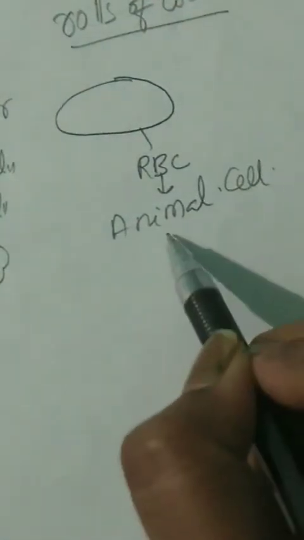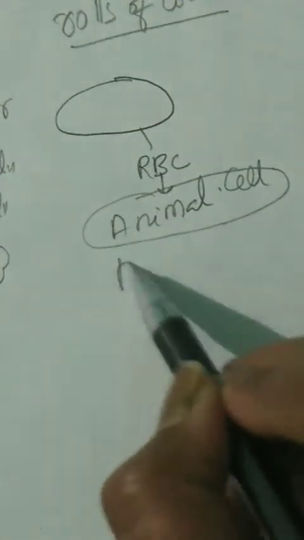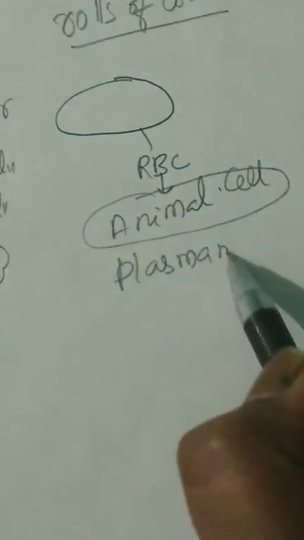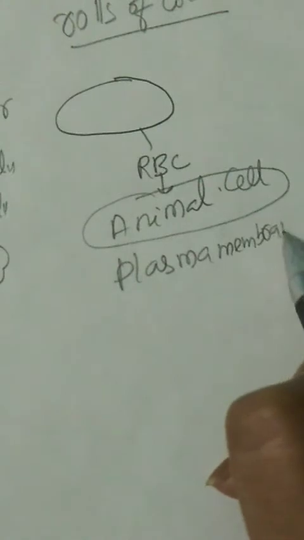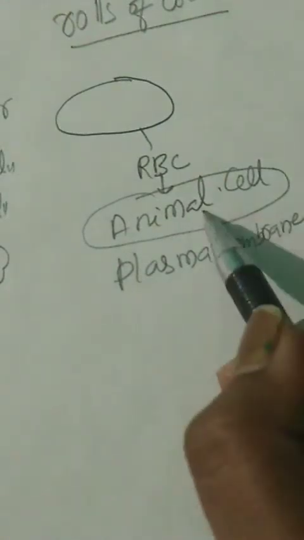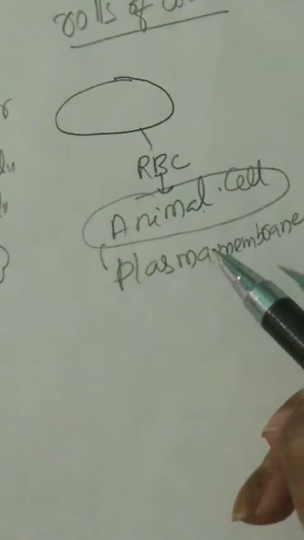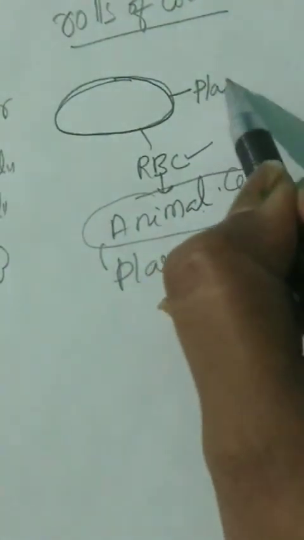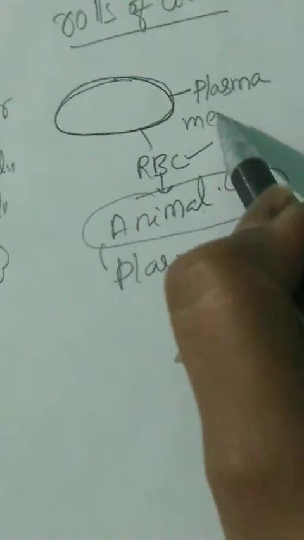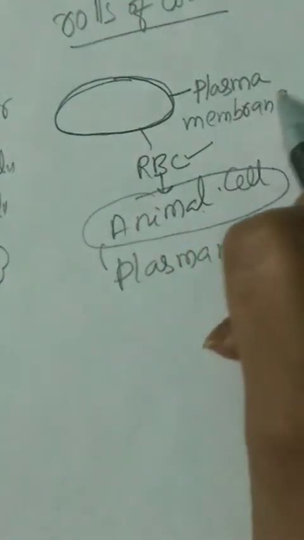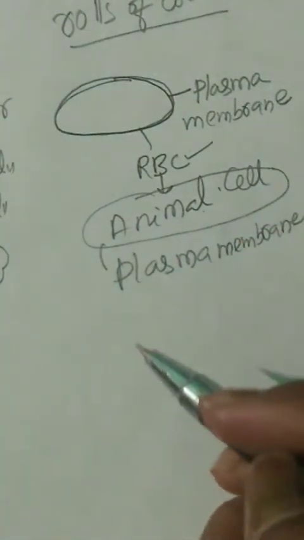Next, the mammalian RBC is surrounded by a plasma membrane. You know that this is an RBC, right? Is RBC an animal cell or a plant cell? Animal cell. We know an animal cell is surrounded by plasma membrane only, whereas a plant cell is surrounded by a cell wall and then the plasma membrane. So RBC is an animal cell, and obviously it is surrounded by a plasma membrane.